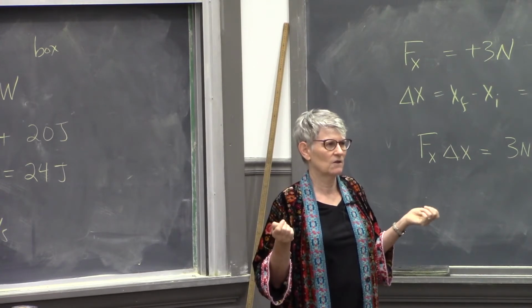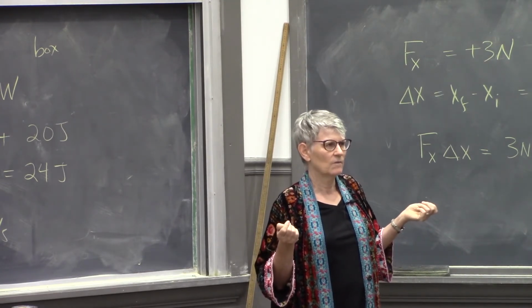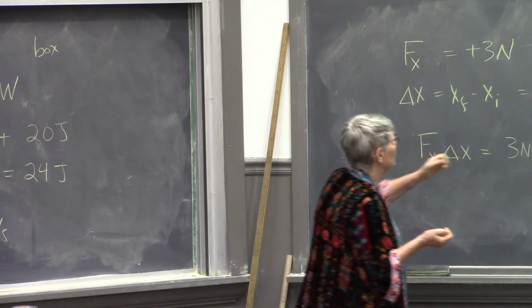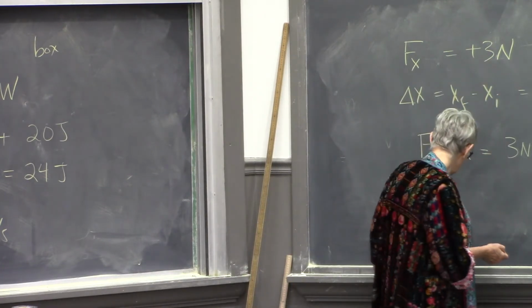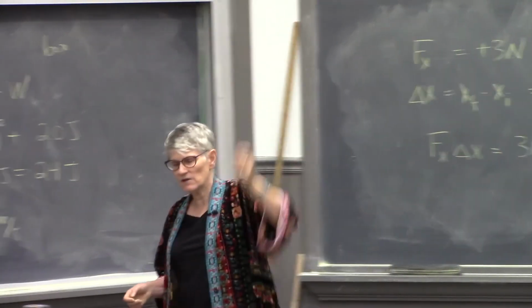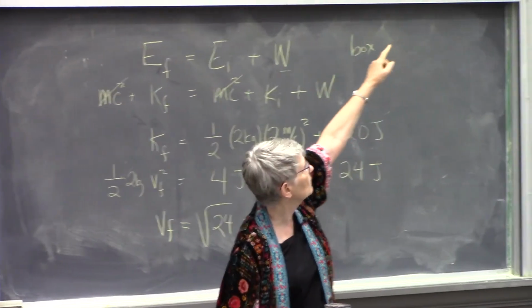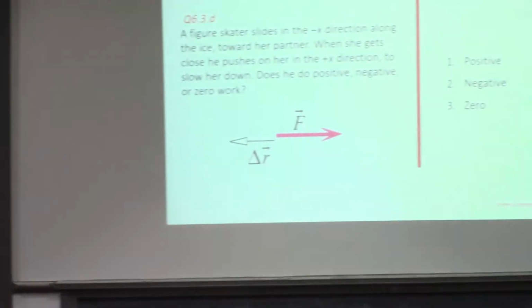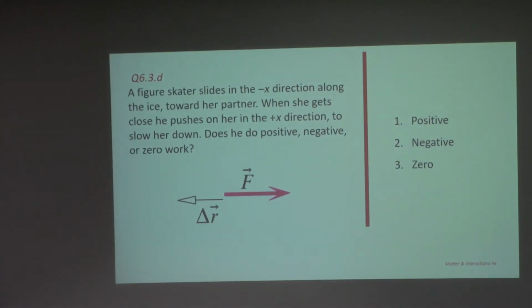The figure skater, right? So the work done on the figure skater is calculated. We have our diagram up here. Her displacement is to the left, but the force he's exerting is to the right. So the force is opposite the displacement, so the work he does is negative.